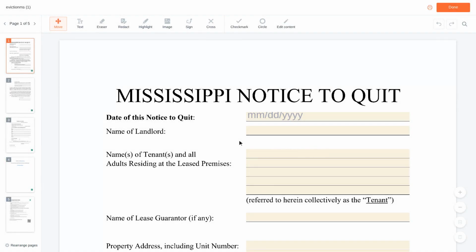Let's fill out the Mississippi Eviction Notice together, the written notice a landlord serves before an eviction case can begin, and check what the state asks of it as we go.